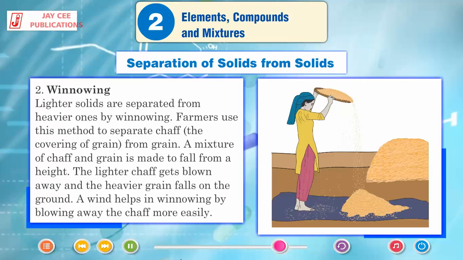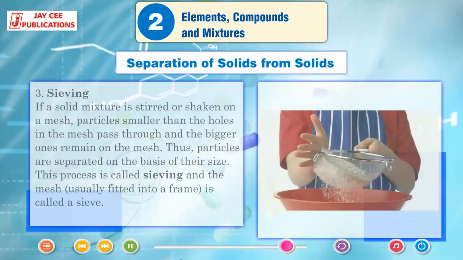Winnowing. Lighter solids are separated from heavier ones by winnowing. Farmers use this method to separate chaff, the covering of grain, from grain. A mixture of chaff and grain is made to fall from a height. The lighter chaff gets blown away and the heavier grain falls on the ground. Wind helps in winnowing by blowing away the chaff more easily.